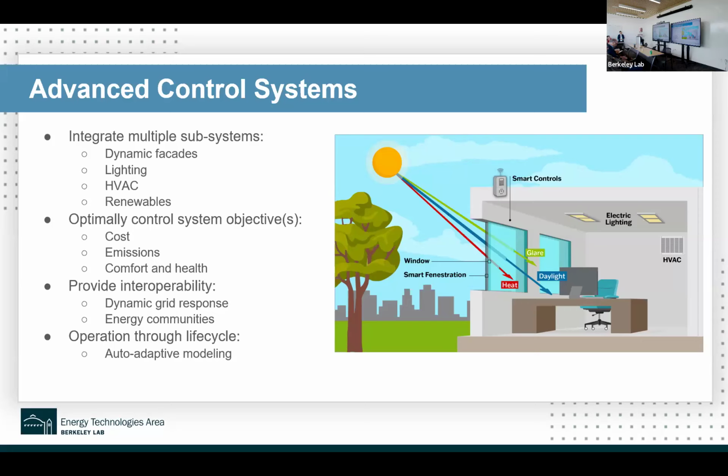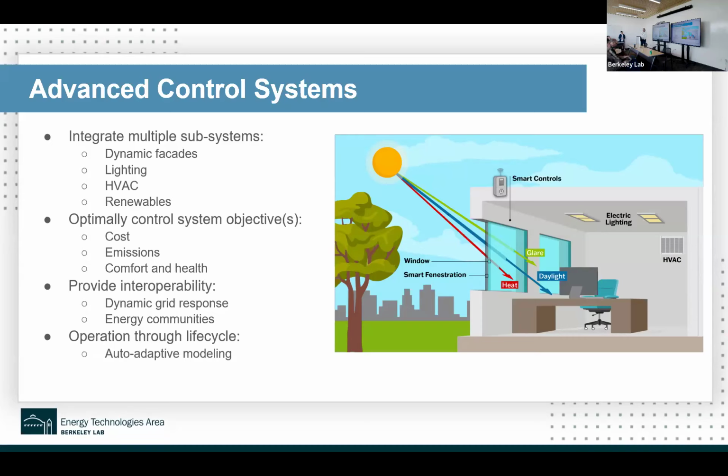On a high level, advanced control systems basically integrate multiple subsystems of the building. It can be, say, the dynamic facade, the lighting system, the HVAC system, or on-site renewables with, say, some rooftop PV, as well as integrating with the electric power system and the availability of renewable energy from the grid, and aligning really the demand of the building with the availability of renewables.